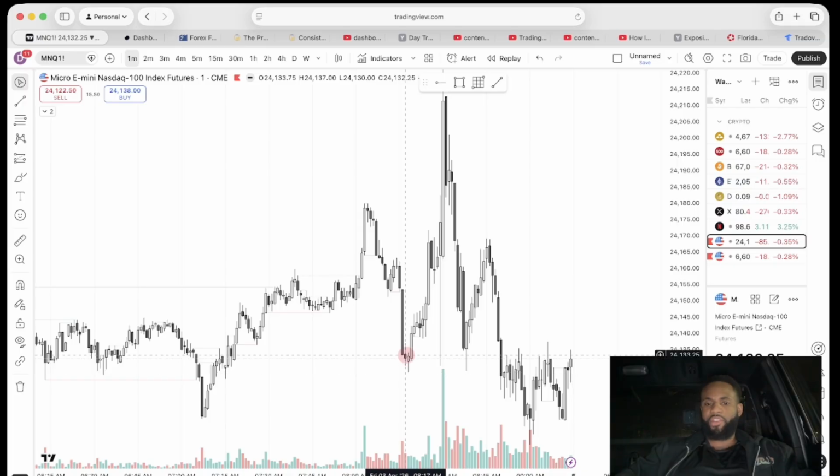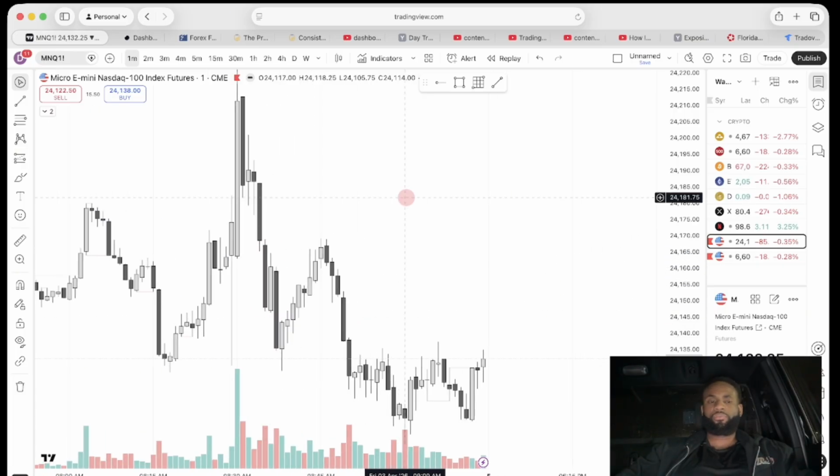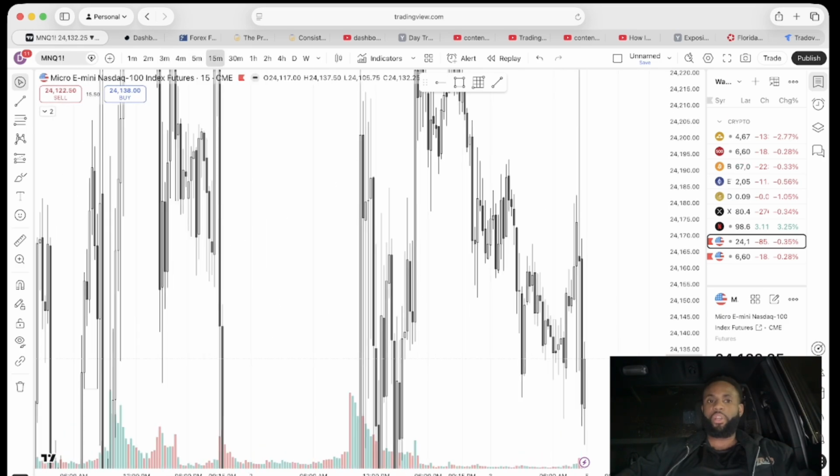1 minute of price action, 1 minute of price action, and so on. 2 minutes, 3 minutes, 5 minutes, 15 minutes, 30 minutes.